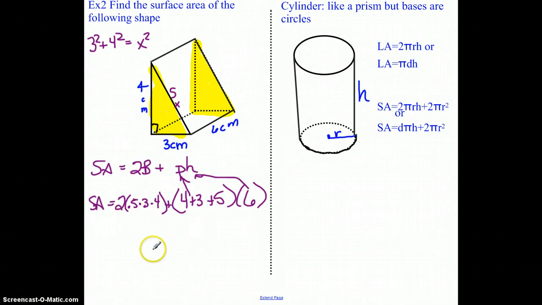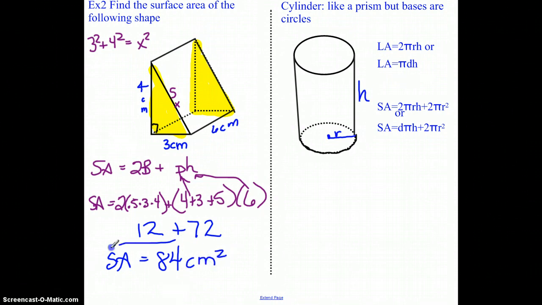And now my job is really to put that in my calculator. So it's going to be 2 times 0.5 times 3 times 4. So this part's going to give me 12. And then this other part I have 4 plus 3 plus 5, which is 12 times 6, which is 72. So if I add those together, I end up with 84. So my surface area equals 84 centimeters squared.